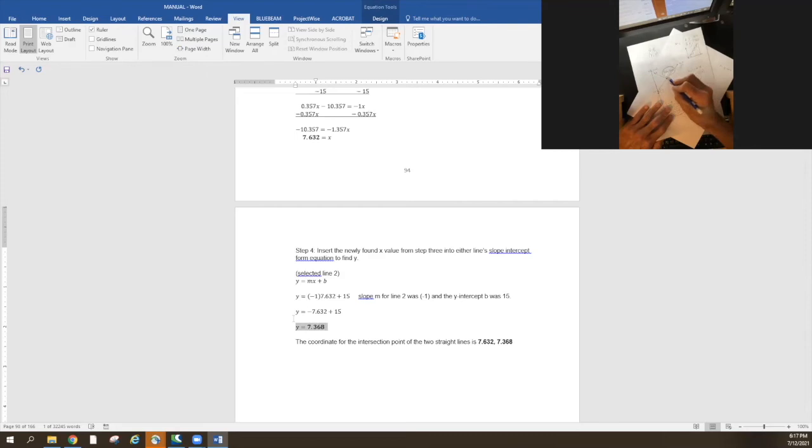And the value is 7.632 is my x. My y is 7.367. This one, x was 7.632, this one, y is 7.367. Okay. So that's how you figure out the intersection of lines.